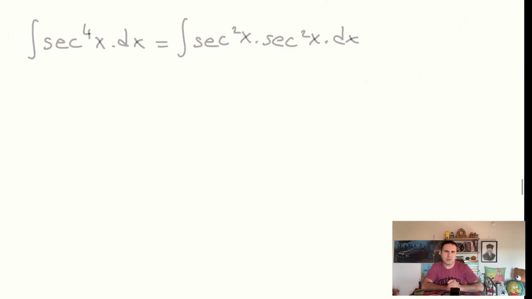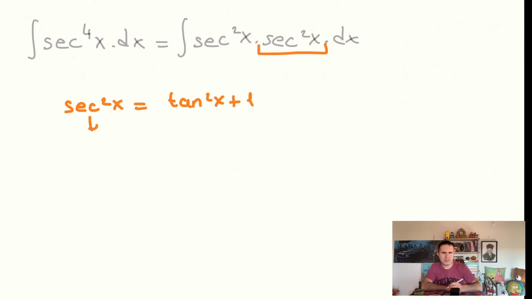And in order to solve this, you should know that secant square of x is equal to tangent square of x plus 1. And we will rewrite this secant square of x as tangent square of x plus 1. If you can't remember this, you can prove it.